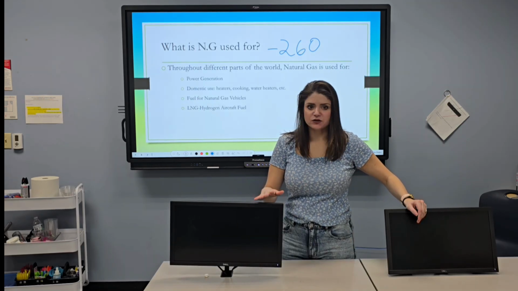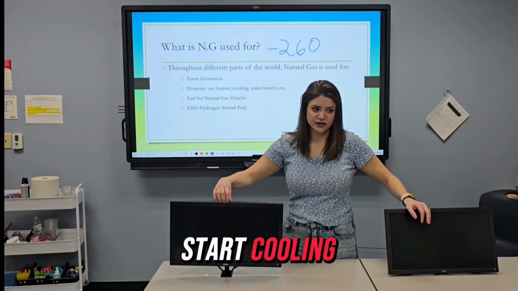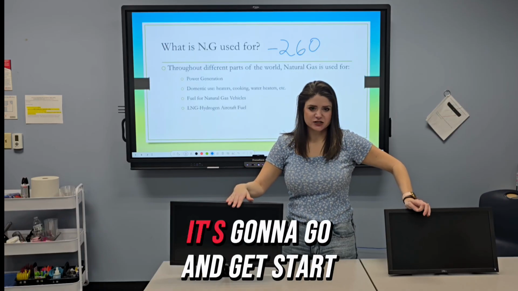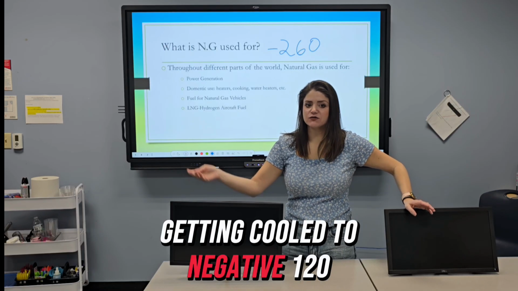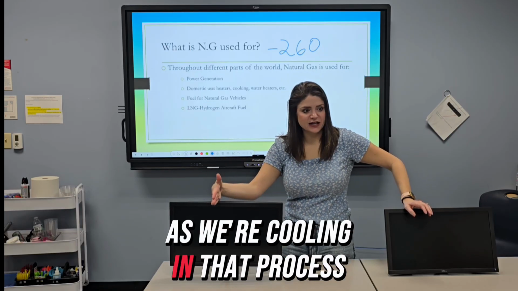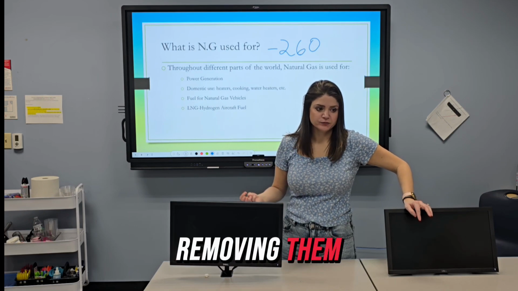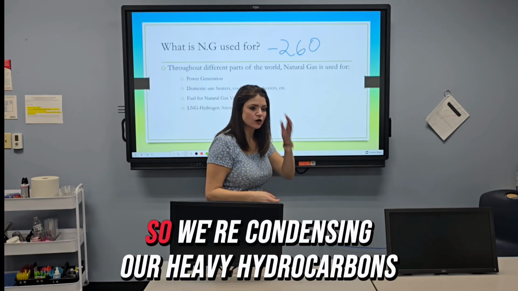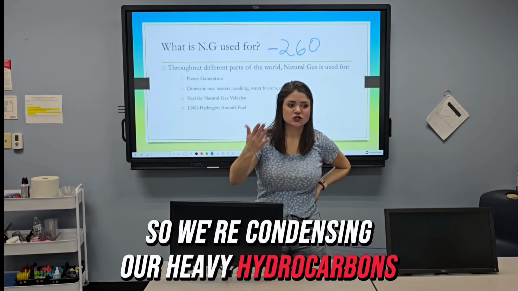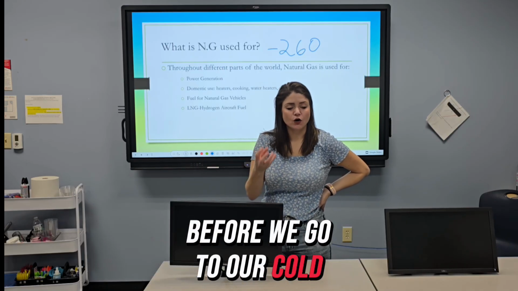We have a warm end that's going to be cleaning it, removing all the H2S, CO2, moisture, etc. We go to the NGL section. The NGL section, that's where we go ahead and start cooling. When it gets into the NGL section, it's going to start getting cooled to negative 120 and so forth. As we're cooling in that process, we're condensing our NGLs and then removing them, our heavier hydrocarbons. So we're condensing our heavy hydrocarbons, which then become NGLs, and removing them before we go to our cold end, our cryogenic unit.